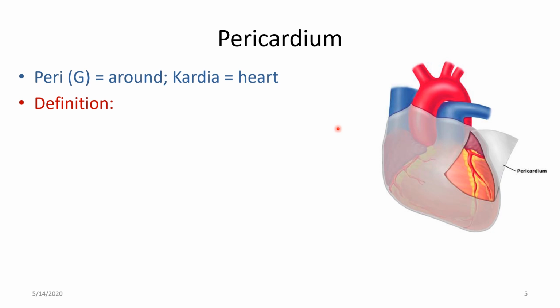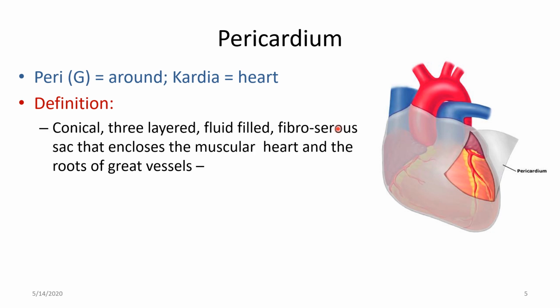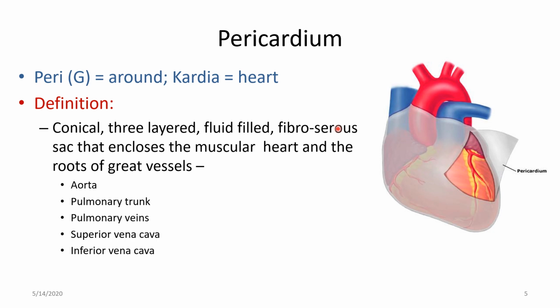We can define the pericardium as a conical, 3-layered, fluid-filled fibro-serous sac that encloses the muscular heart and the roots of great vessels like the aorta, the pulmonary trunk, the pulmonary veins, the superior and inferior vena cava. So you can see it. Its shape is conical and it has got 3 layers.